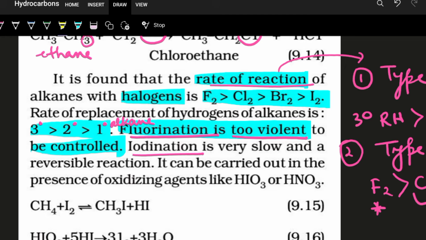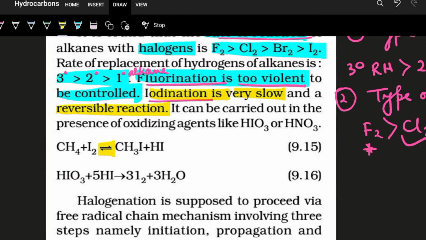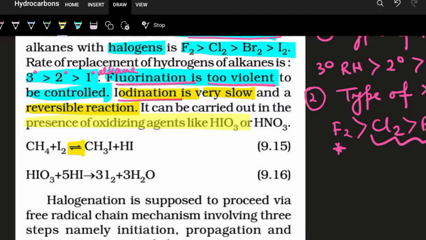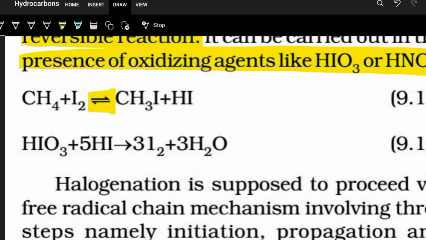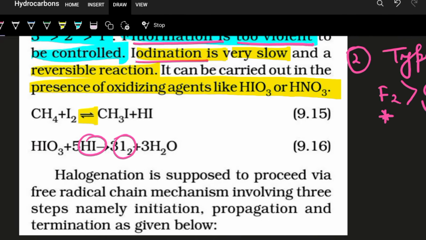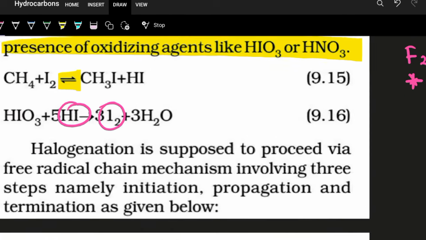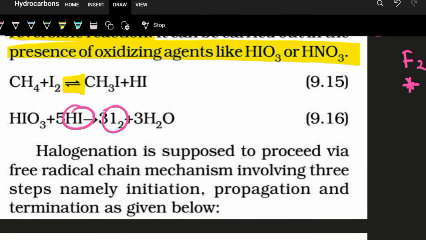Iodination, on the contrary, is very slow and is a reversible reaction. We can see it is a reversible reaction. So what happens is, it can be carried out, but it should be carried out in presence of oxidizing agents like HIO3, HNO3. These are the oxidizing agents that can oxidize the HI to I2 in order to drive the reaction forward, as it is a reversible reaction. So anyone can ask you a question: if you have to do iodination, why will you require HIO3 or HNO3?